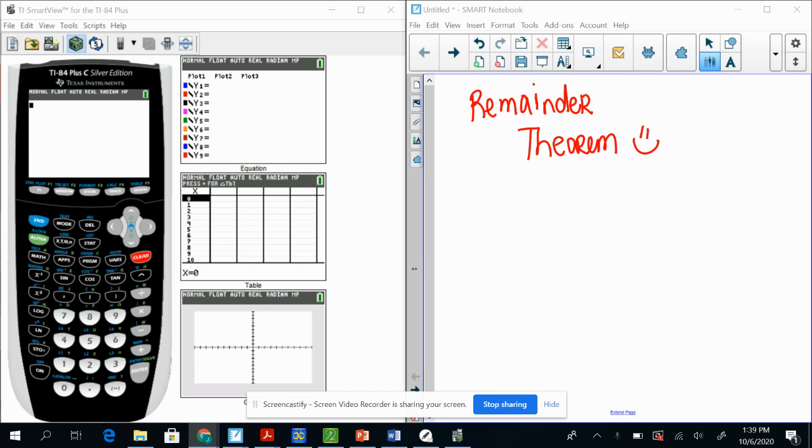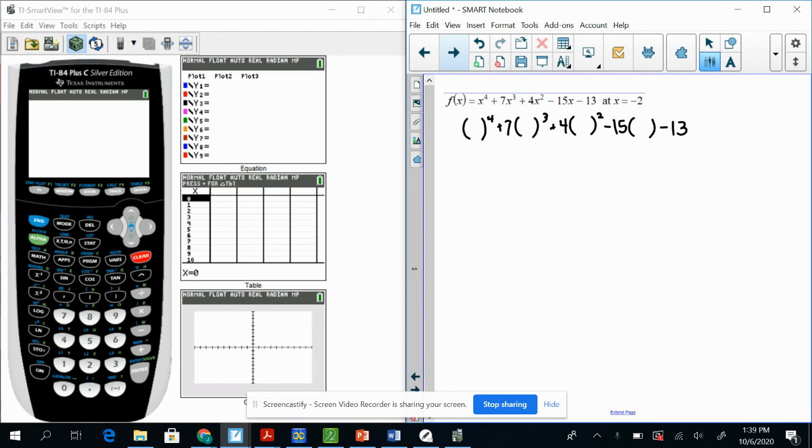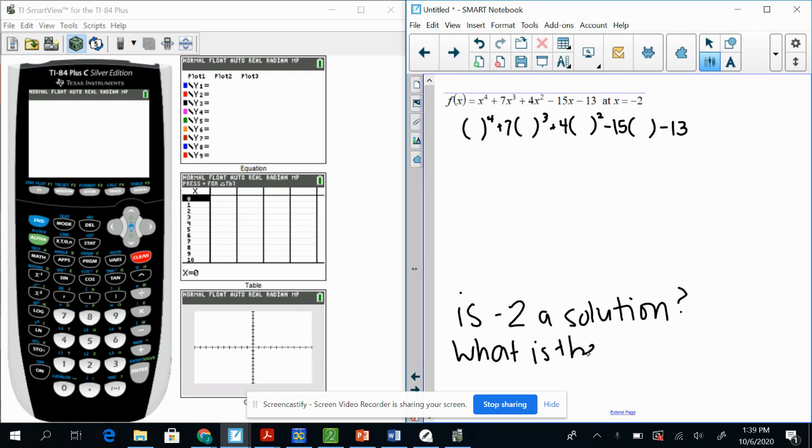Hey guys, so here's a quick review on remainder theorem. So this is what we did yesterday. The questions this is going to answer are: is -2 a solution? What is the remainder? And, a little bit of a stretch the way this one's laid out, is x plus 2 a factor?